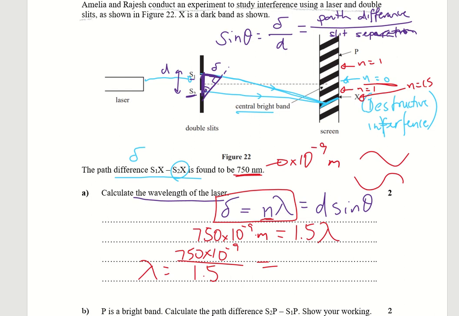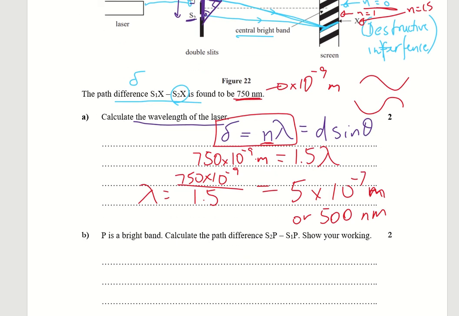Okay, so you should get, in this scenario here, an answer which is 5 times 10 to the power of minus 7 meters. So the wavelength we use is about 5 times 10 to the minus 7 meters. That's about 500 nanometers. So we're dealing with something sort of on the blue-green spectrum of light.